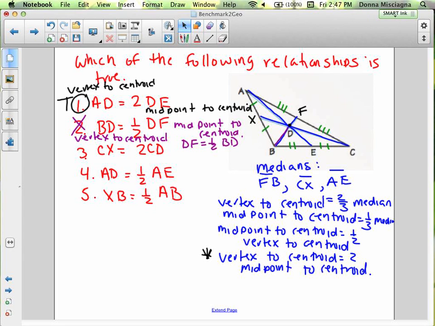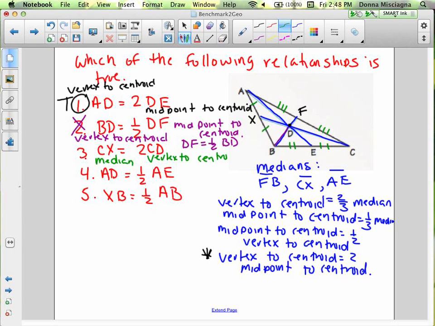Let's try the next one. We were still using the same one. CX equals 2CD. So CX, that's the whole median, and CD is vertex to centroid. Well, vertex to centroid is 2/3 the median. So this is false.